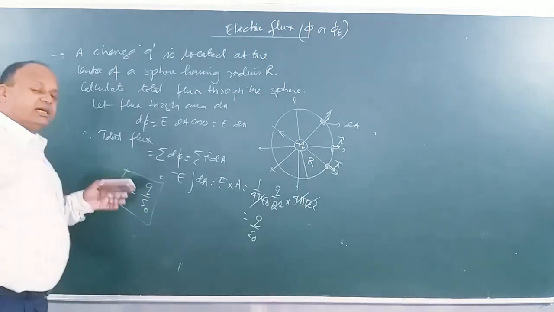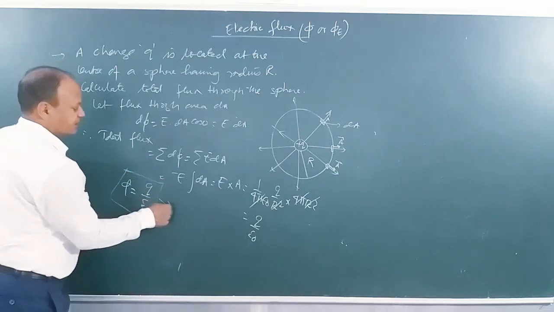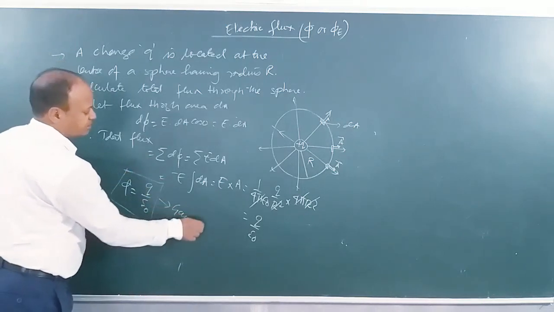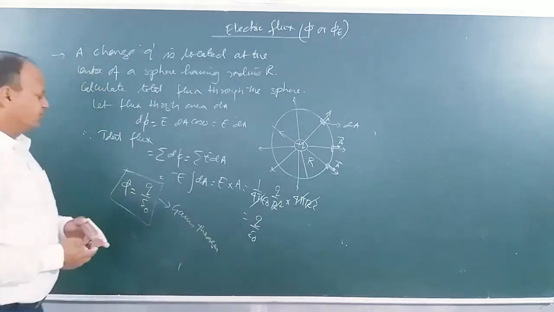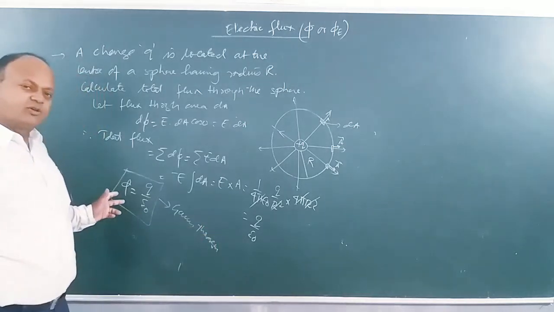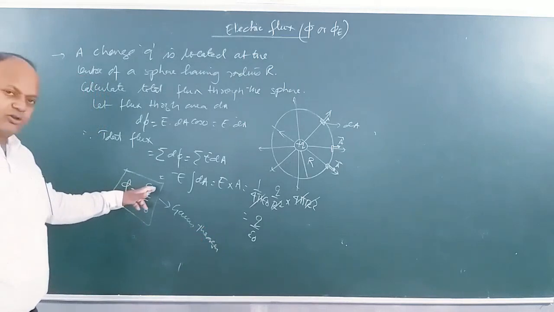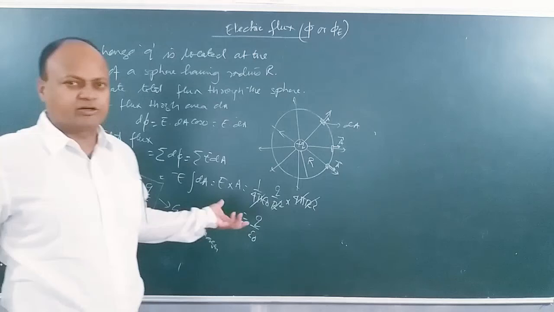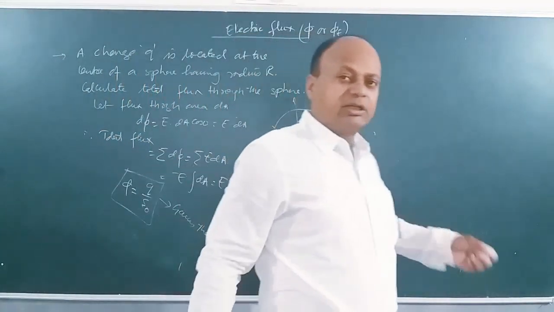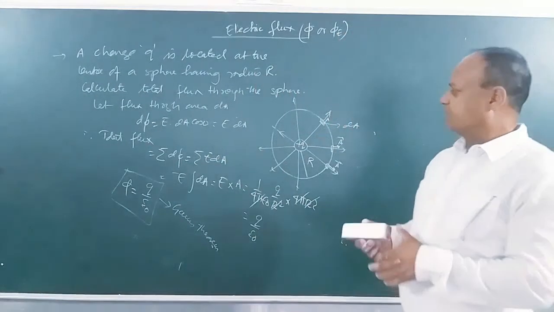And actually, this is what we call Gauss theorem: the flux through a closed surface is equal to the ratio of the charge enclosed by the surface and the permittivity of free space. So this is an important illustration of Gauss theorem. We will be discussing it in the next video.